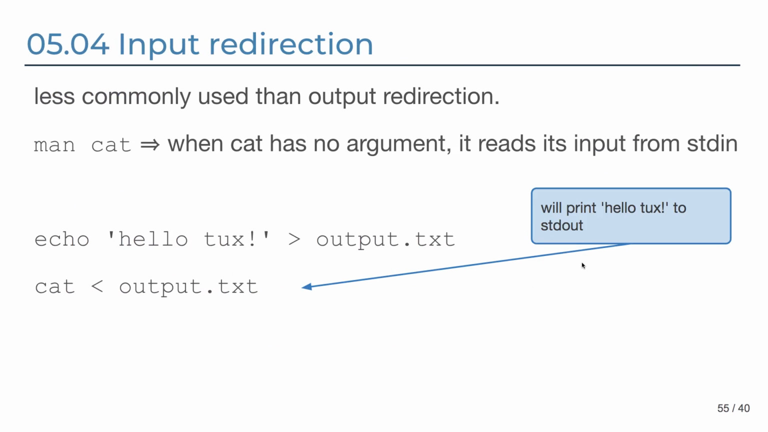We can do the same for input, though this is less commonly used than output redirection. So here you have another echo, we send it to a file, and now we want to print out the file, and cat has the awesome property to read input from standard input if we don't provide it an argument.